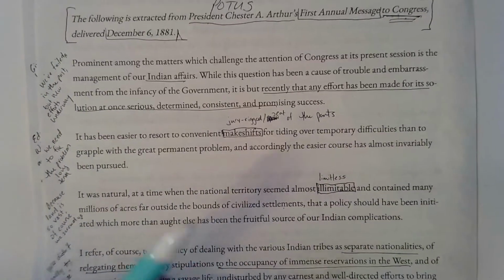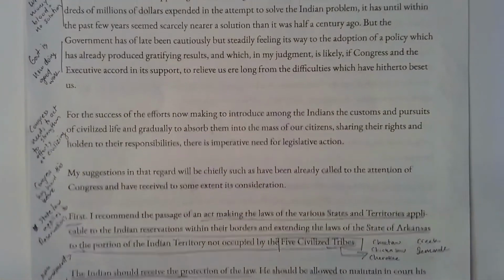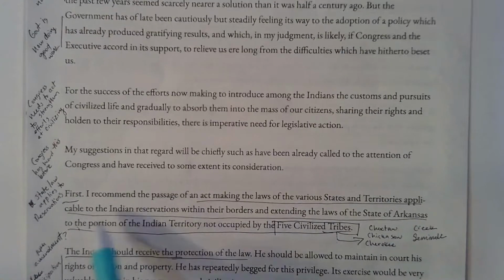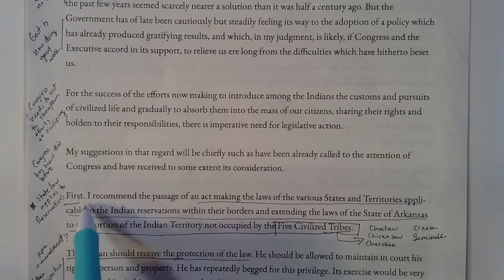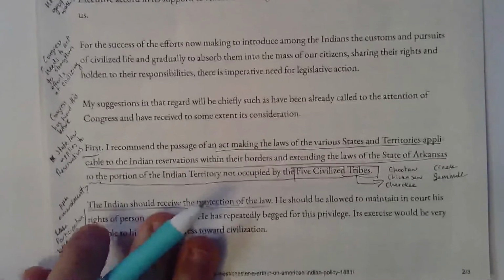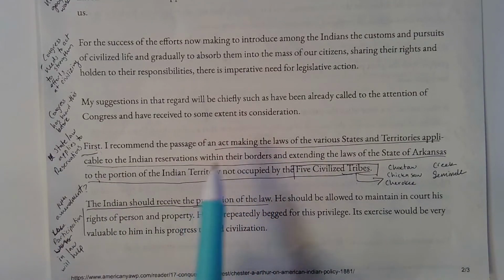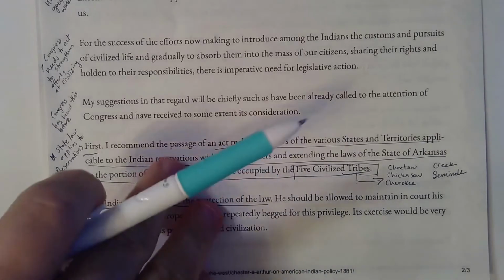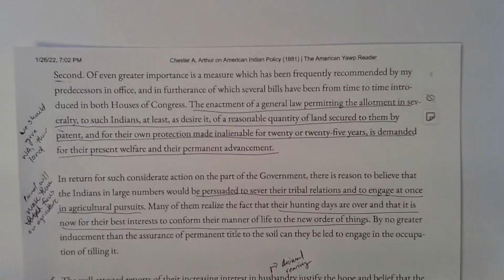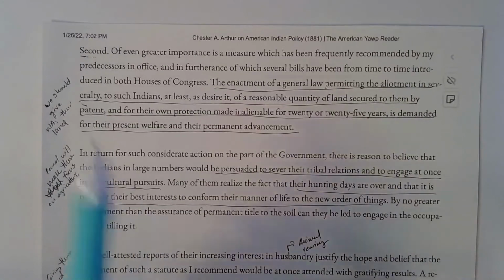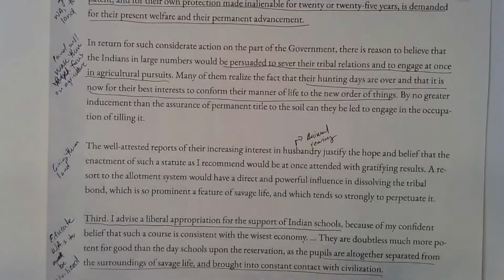So for example, later on in the source, President Arthur starts making a list. All right. So here he says, here are my suggestions. He's going to end up having 3, and he starts listing them. So one of the things that I've made sure to do is underline exactly what he's proposing in the source. All right. So you can see 2nd up there, 3rd down here.